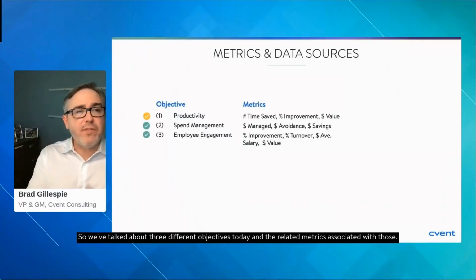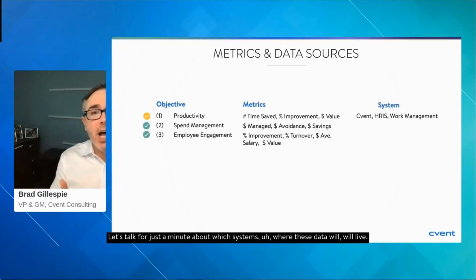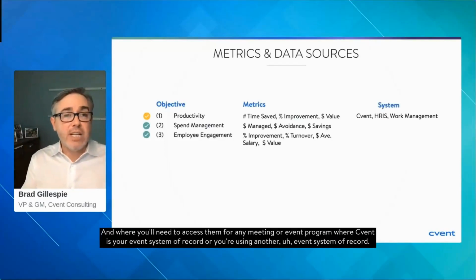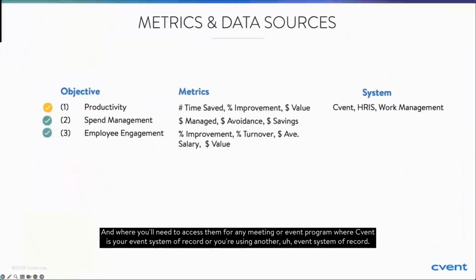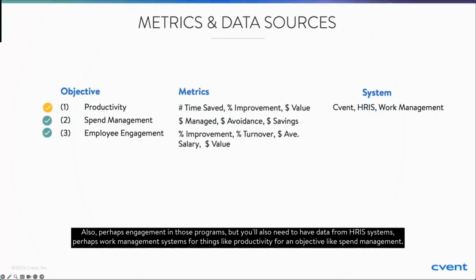So we've talked about 3 different objectives today and the related metrics associated with those. Let's talk for just a minute about which systems these data will live in and where you'll need to access them. For any meeting or event program where Cvent is your event system of record, or you're using another event system of record, this is where you'll get all of the attendee data for the meeting and event programs where you're looking for that participation. Also, perhaps engagement in those programs. But you'll also need to have data from HRIS systems, perhaps work management systems for things like productivity.